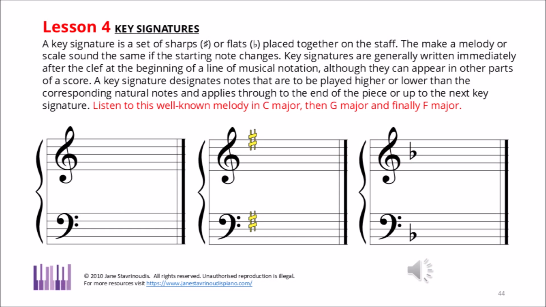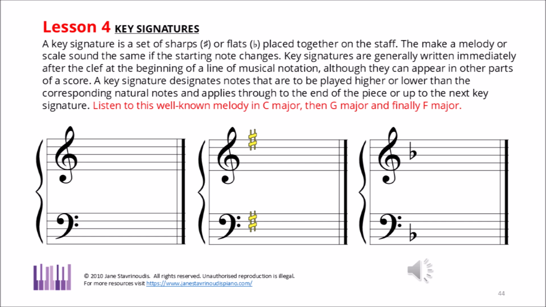What is a key signature? It's a set of sharps or flats placed together on the staff to remind the player what accidentals are needed to make the key they are playing in sound correct. A key signature makes sure that a melody, chords, or a scale are using the correct pattern of tones and semitones. Key signatures are generally written immediately after the clef at the beginning of a line and on every single line, although they can appear in other parts of a score if the key is changing from one to another.